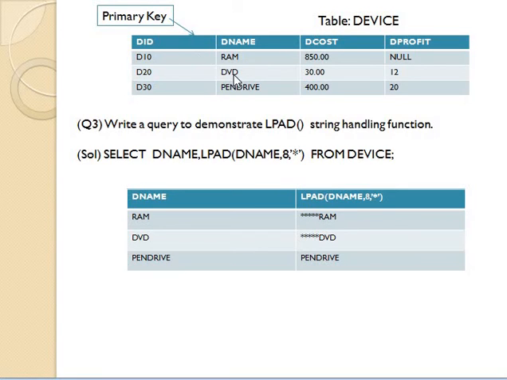In a similar way, for the second entry DVD, the total number of characters are 3, but we need a total of 8 characters. So 5 characters are in shortage, so those 5 characters shall be filled up with this asterisk symbol, and that we shall add to the left part of this entry called DVD. So this shows the entry star star star star star then DVD, which gives a total of 8 characters.